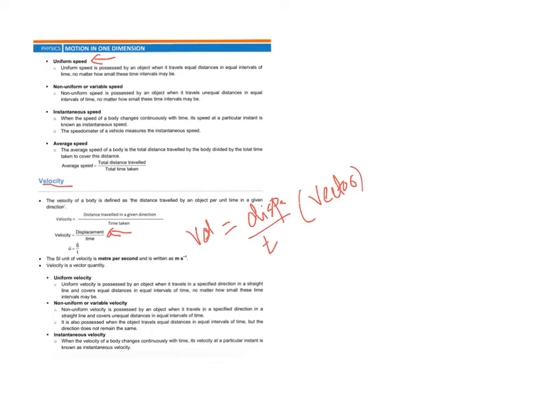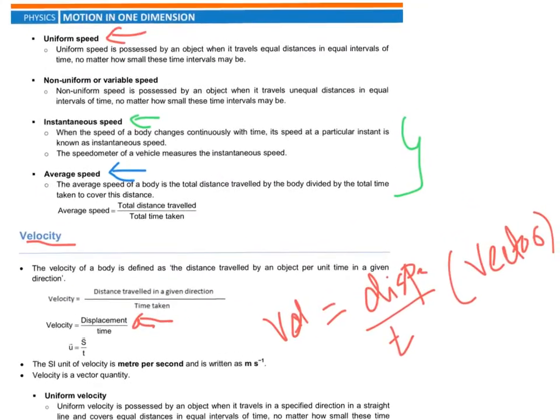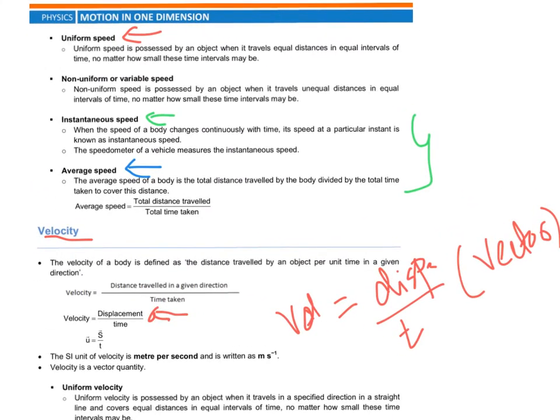But the most important thing in this chapter is these two types of speed. One is instantaneous speed, and another is average speed. Why are these two important? These two are very, very important for a particular reason.